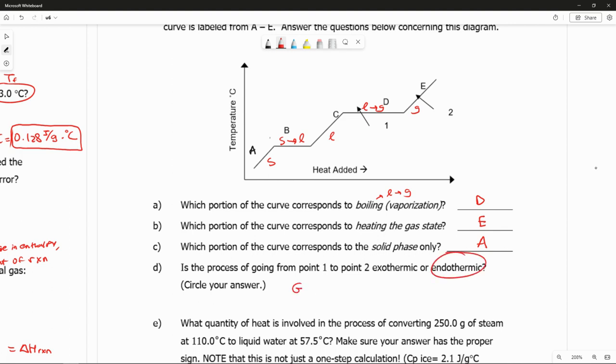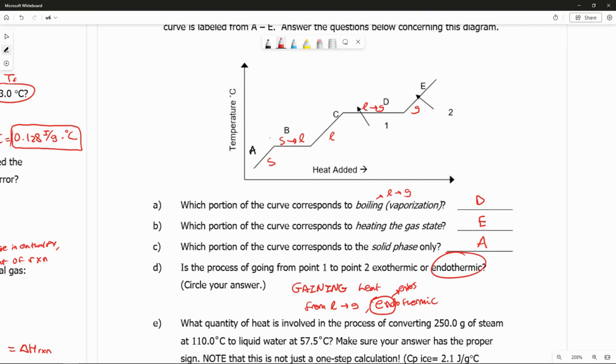Let's write a little explanation, even though it says just circle. You're gaining heat from liquid to gas, endothermic. So endothermic, heat enters.